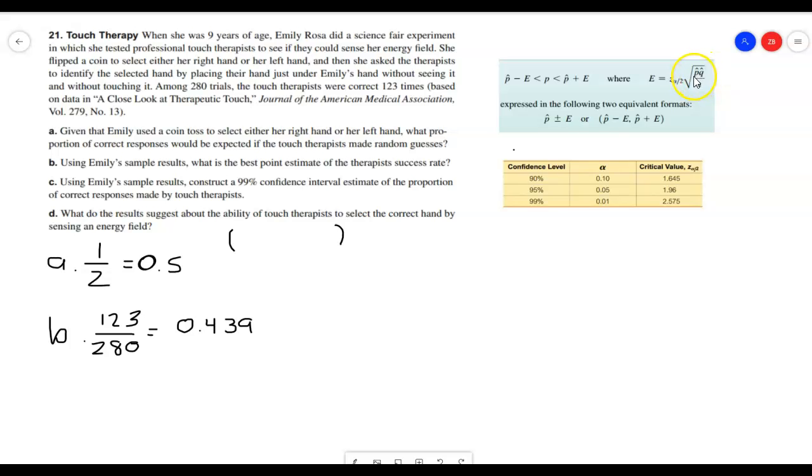And then the p hat and the q hat are the sample proportion of success and the sample proportion of failure, and n is the sample size. So let's go ahead and figure out this error. The error is equal to the Z alpha over 2. This is a 99% confidence interval, so that's going to be 2.575.